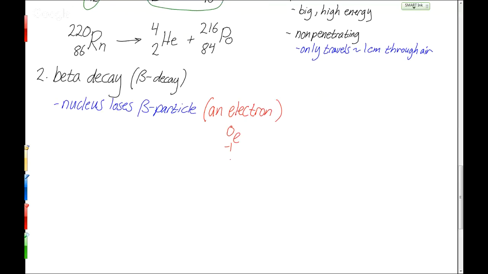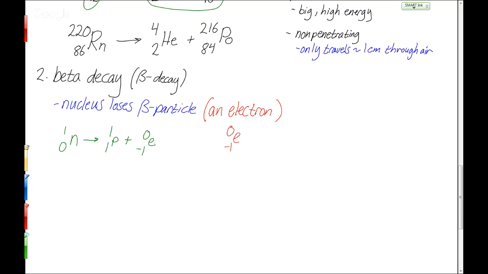It happens via this reaction, where a neutron, which has no charge but has a mass of 1, spontaneously becomes a proton and an electron. So it kind of splits up into a proton and an electron. The math works out, right? 1 + -1 is 0, and 1 + 0 is 1. But now you've got this electron in the nucleus, and that's going to be really destabilizing, and that's why it shoots out at high energy.